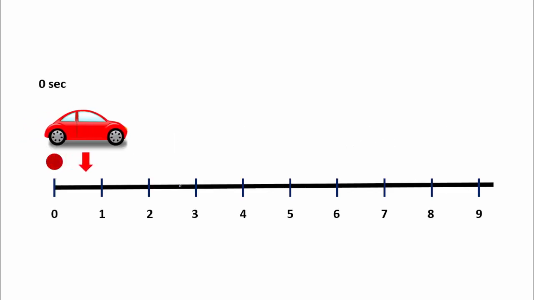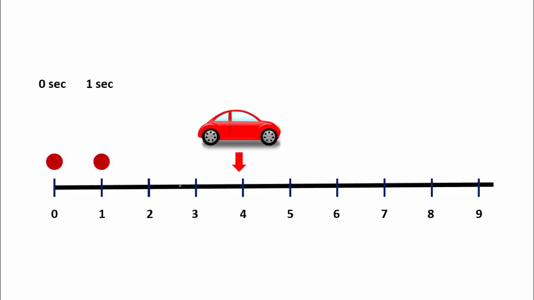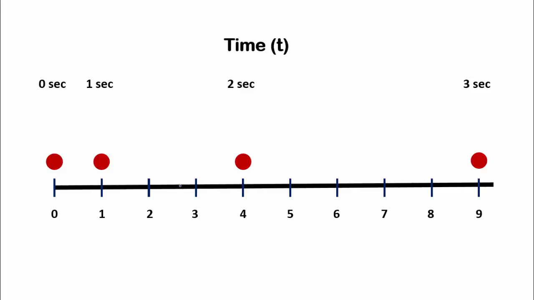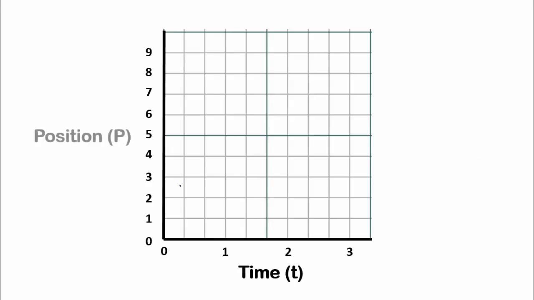Let's say you have a car that's accelerating, covering a distance of 1 meter in 1 second. It's at 4 meters at 2 seconds, and it's at 9 meters at 3 seconds. If we call the time above to be t and position below to be p and plot this, it's gonna look something like this. When time is 0, position is 0. When time is 1, it's 1. When time is 2, its position is 4. When time is 3, position is 9. And if you connect the dots, it's going to look like this.